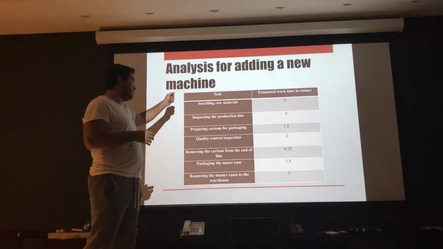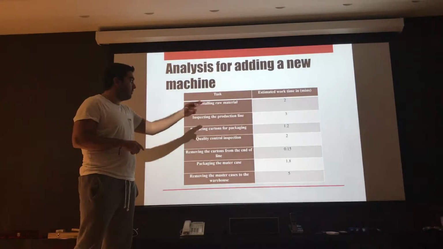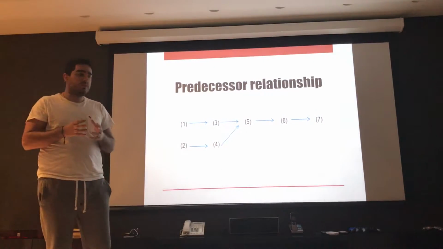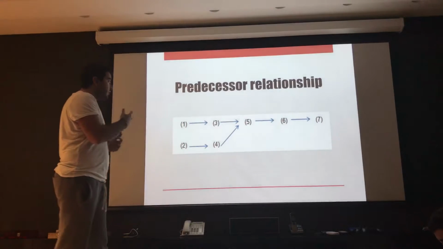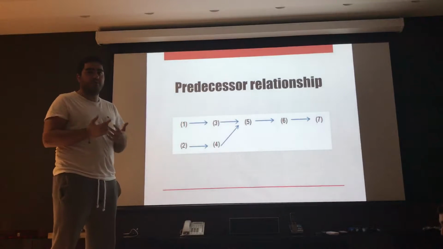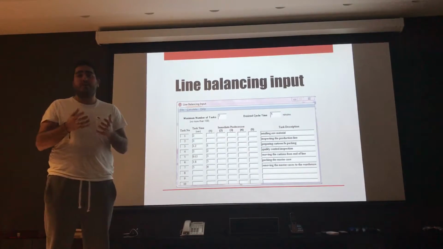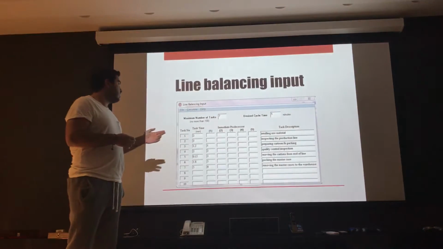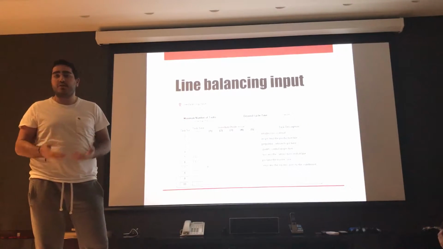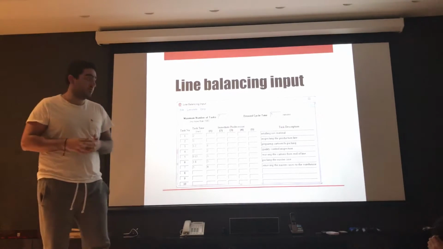They're listed over here, and the time was either estimated or calculated, and also listed over here. Then we did a predecessor relationship, so we can know which operation is before the other. Then we inputted the data into the design tool. So we knew also that the cycle time was 5 minutes, because each carton has a cycle time of 1 minute, and each master case had 5 cartons.